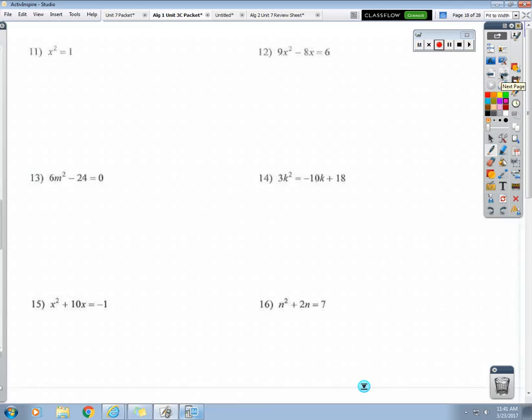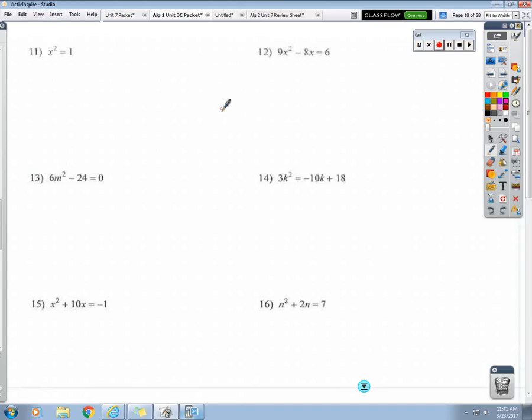Number 11. I've already said multiple times there's no homework. Number 11. How would you solve something that looks like number 11? You could also do that, but let me show you the easiest way to solve this type. Turn around and pay attention.